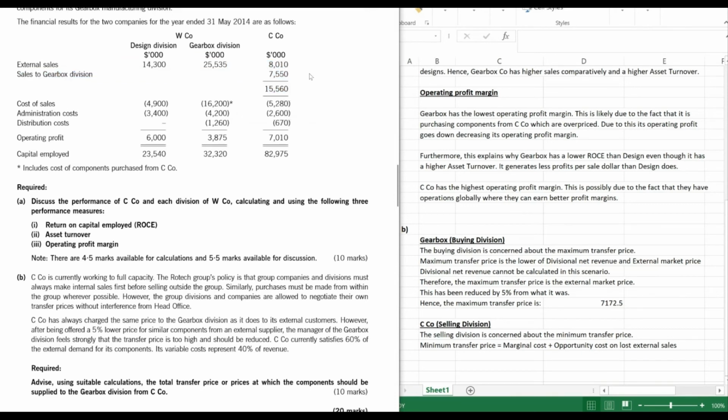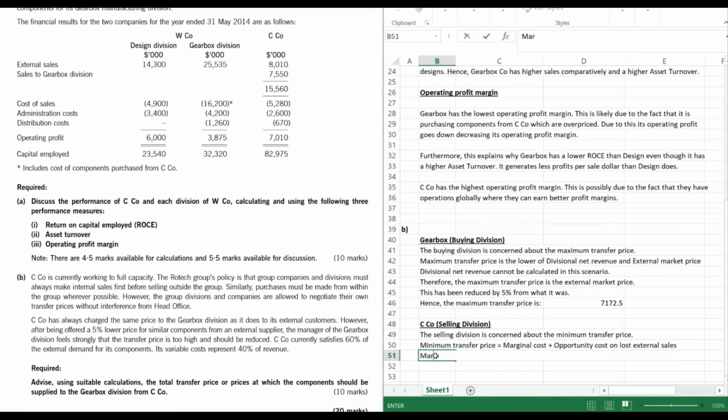Which one? So in this formula, if we break it down, remember our video, marginal cost is based on, just like any transfer price, internal sales. So we'll do it based on the revenue for just the internal sales. So it won't be the 8010, which is for external sales, and it won't be 15560, which includes external sales. It will be based on the 7550. Okay, so we'll write that down and do the calculation. Marginal cost is calculated based on the internal sales revenue, internal sales.